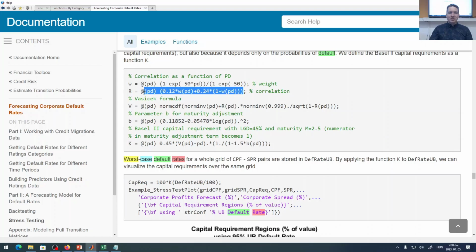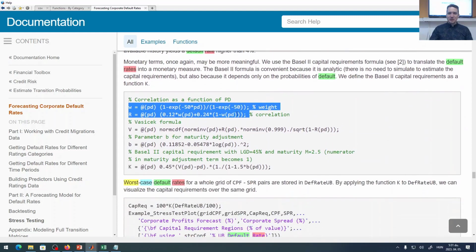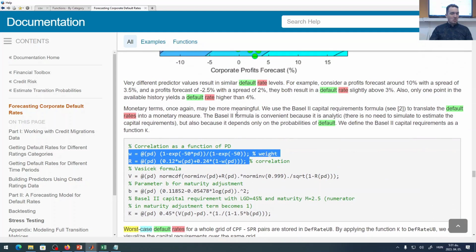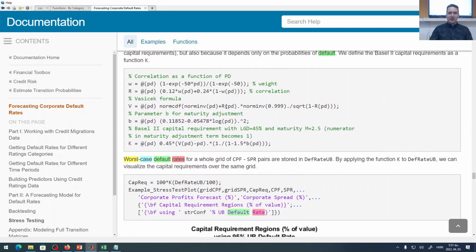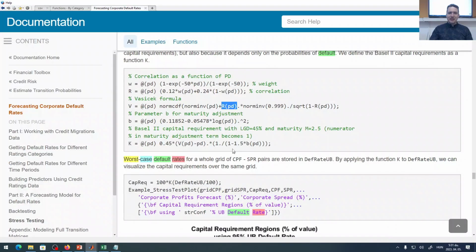And also, what is happening with the correlation here? The book is saying nothing at all about this part, how we can define weights and how we can define correlations. This part is a bit exotic, let's say.